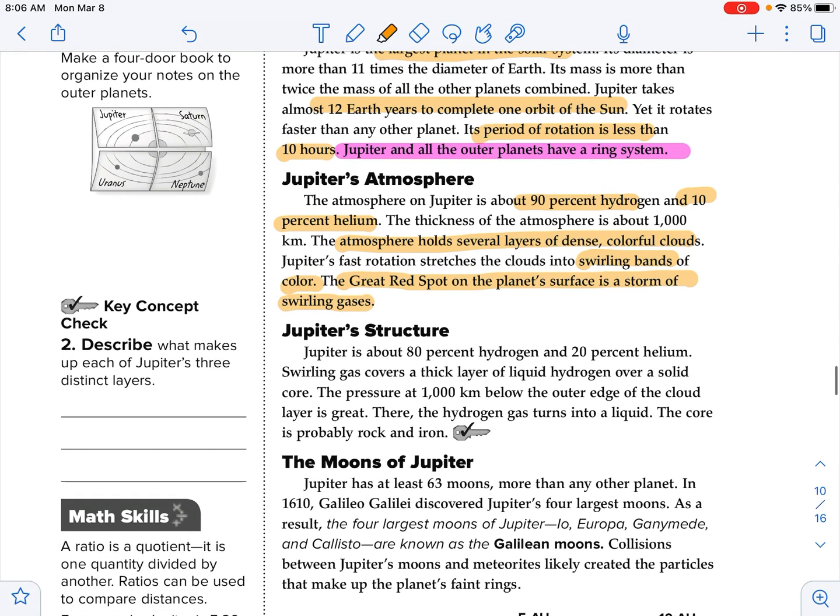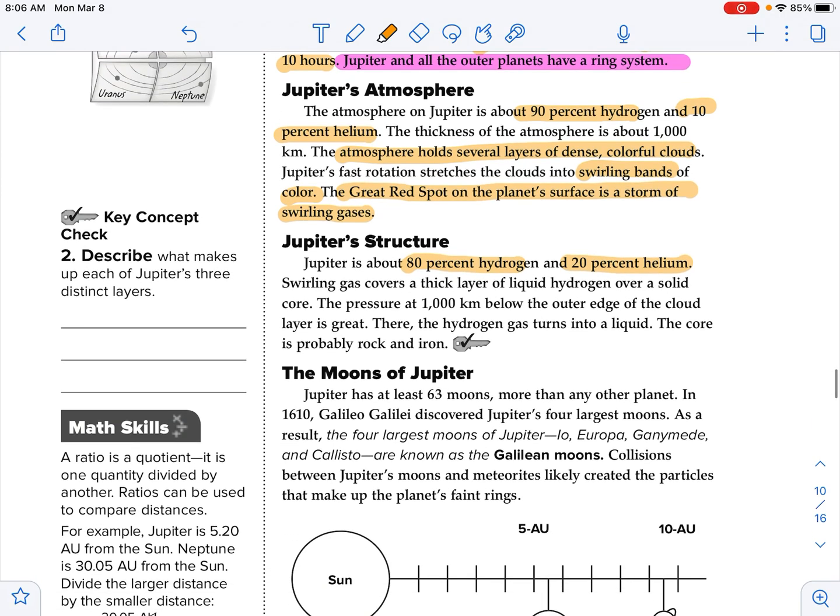Jupiter's structure. Jupiter is about 80% hydrogen and 20% helium. Swirling gas covers a thick layer of liquid hydrogen over a solid core. The pressure at 1,000 kilometers below the outer edge of the cloud layer is great. There, the hydrogen gas turns into liquid. The core is probably rock and iron.